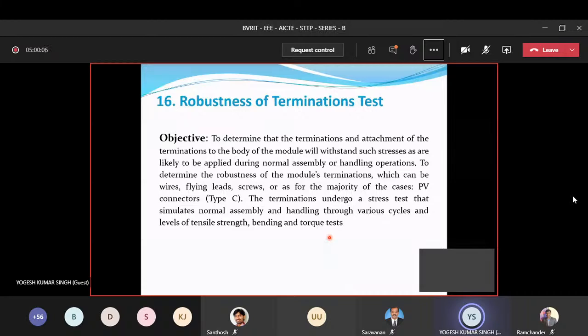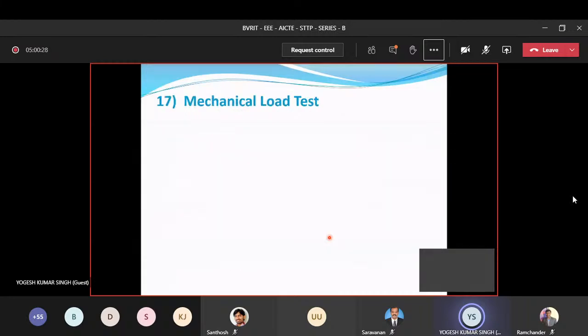That is the method with the help of which we apply various cycle levels of tensile strength to the system. The equipment is a grade section along with a hanging arrangement. Then we do the mechanical load testing. During mechanical load testing, we will define different things.